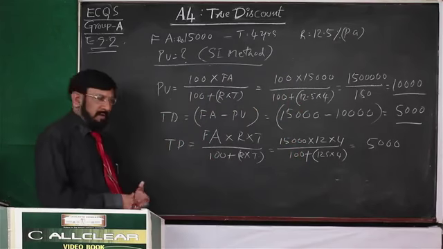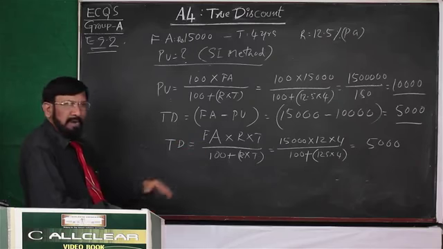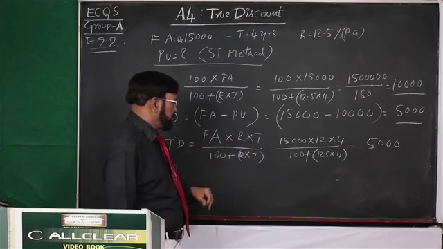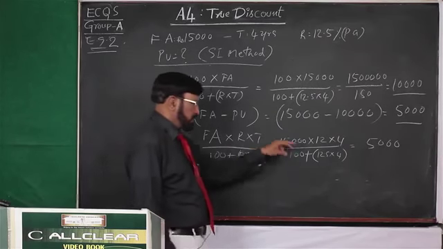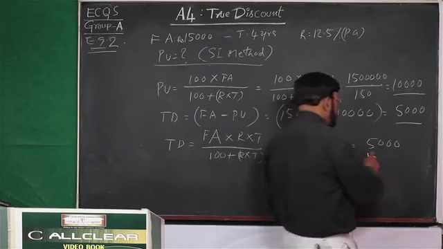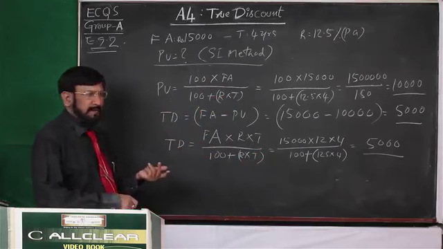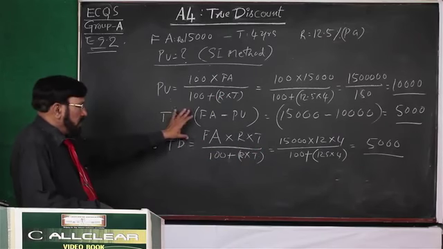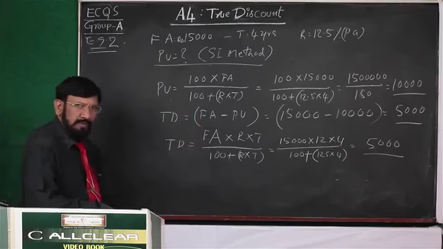And next, we can apply a formula also, the TD formula. This one you remember: future amount into R into T by 100 plus R into T, and substitute in the formula, you get 5,000 rupees. So in this manner also, depending on the context, what input values you get, that you take, and depending on the values, you can use this formula or this formula.